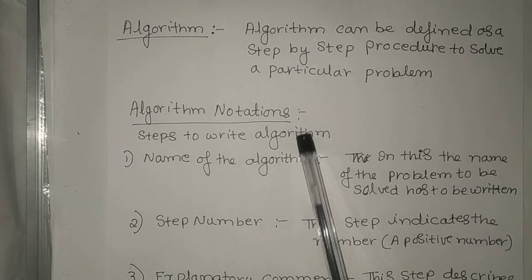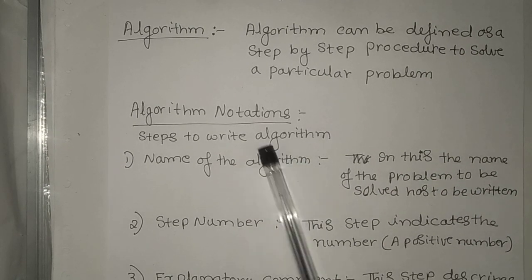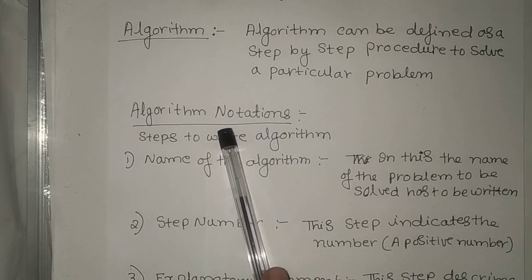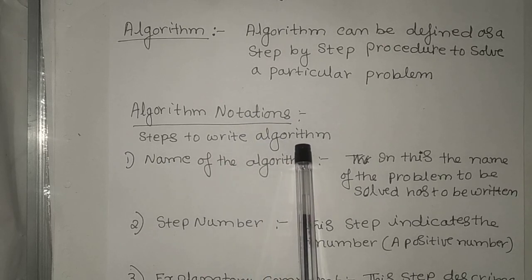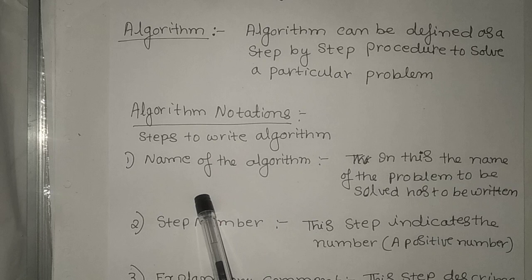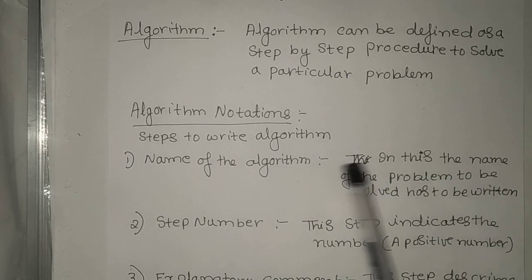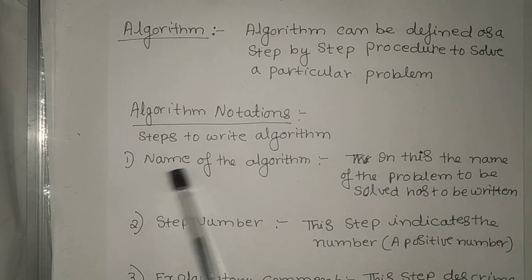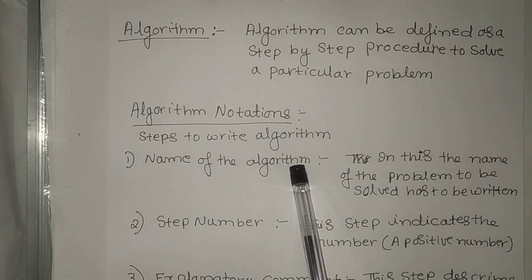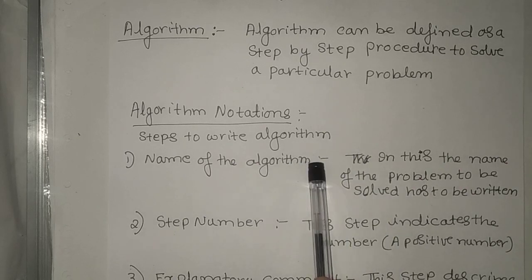Okay, next, what are the notations in the algorithm? The steps to write the algorithm are the algorithm notation. What does this mean? The first step is the name of the algorithm. A problem will be given, for example to add numbers, so we will write the name of that algorithm, that is, sum of three numbers.